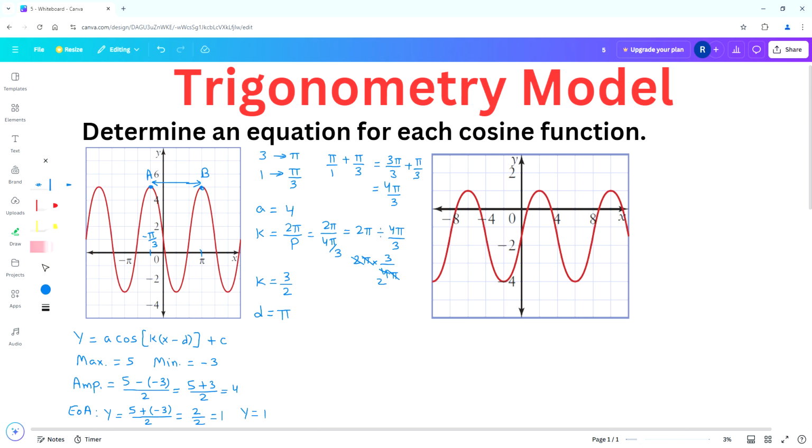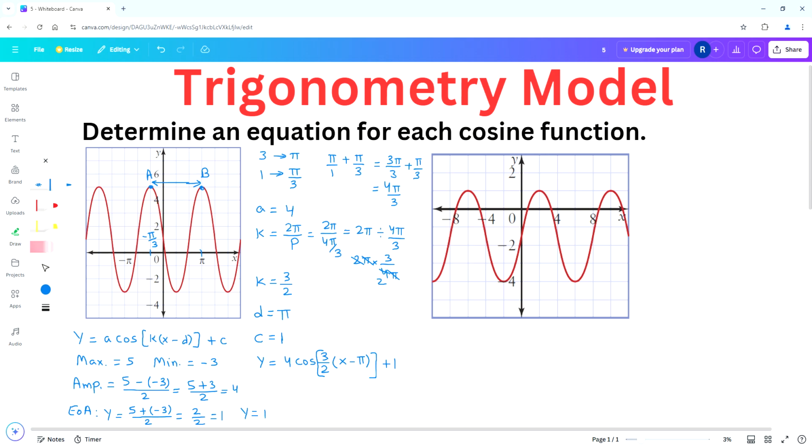Next, we can find the C value. C value is obtained from equation of axis. C value is equal to the value for equation of axis. C is equal to 1. Now we can use these values to write the equation for the function. This is the equation for the first graph.